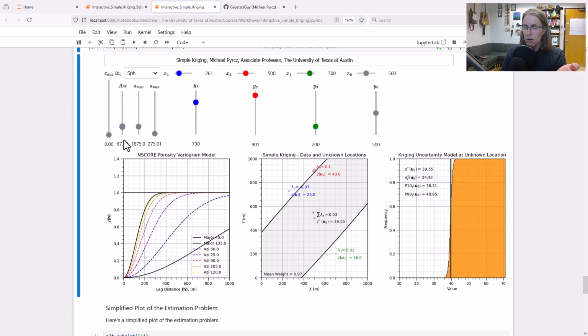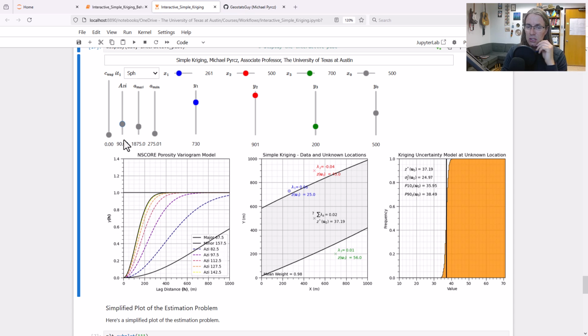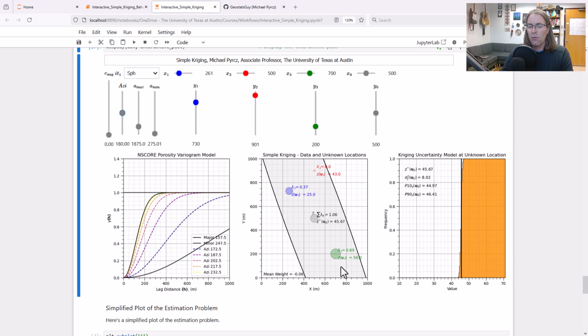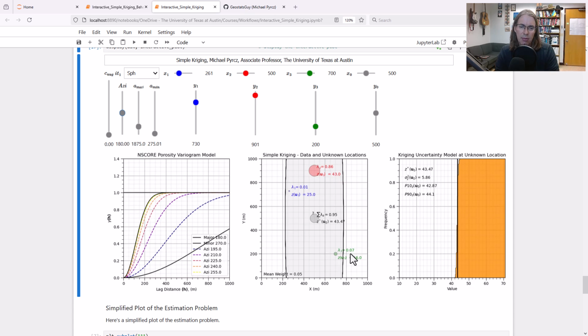Red has almost got no weight at all. Now red has no weight, but blue is starting to get some weight. Blue starts to get some weights. 0.52, blue is getting a lot of weight. Green is starting to get some weight. So as we rotate around, you can see kind of how that's happening with the weighting.